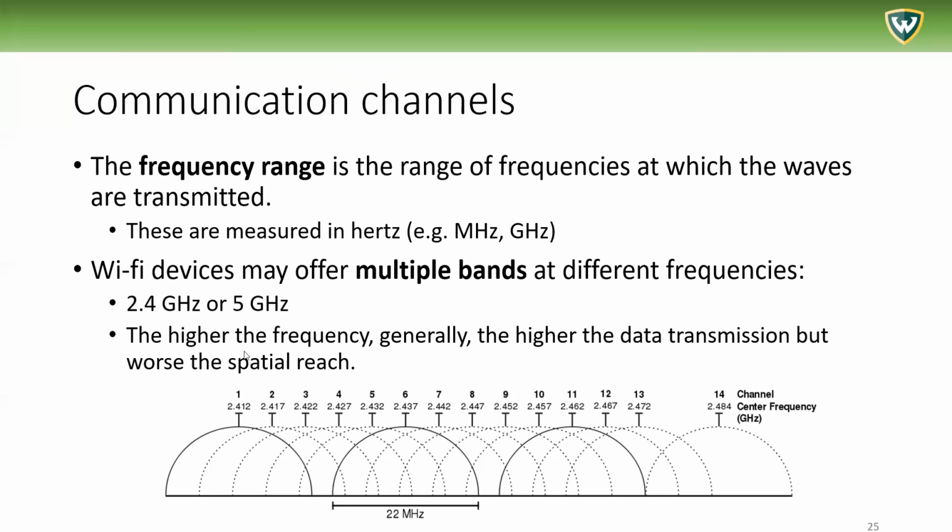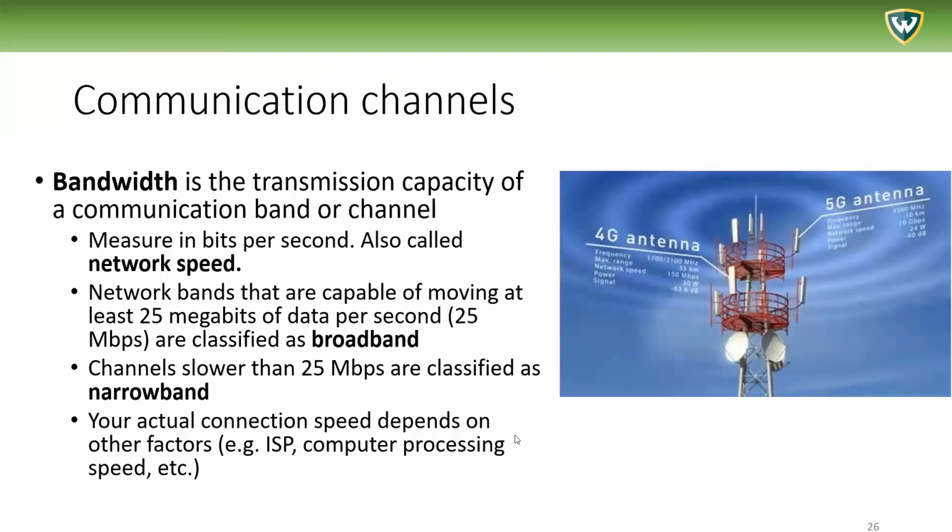Generally, the higher the frequency, the higher the data transmission, but the worse the spatial reach. So the higher the frequency, the higher the data transmission, but less reach spatially. Bandwidth is the transmission capacity of a communication band or channel. That's usually measured in bits per second, also called network speed. Network bands that are capable of moving at least 25 megabits of data per second are classified as broadband. Channels slower than 25 megabits are classified as narrow band.